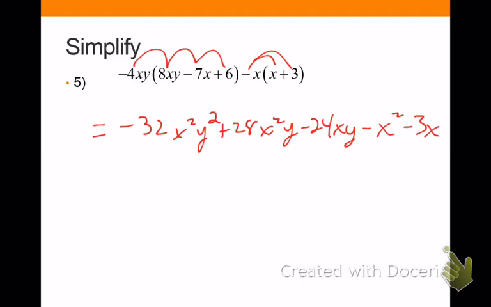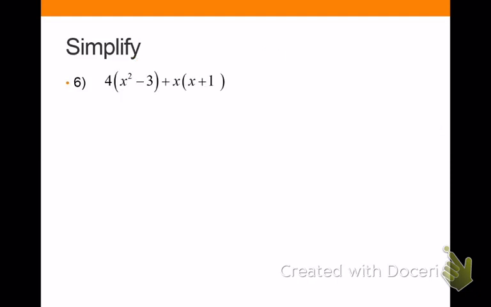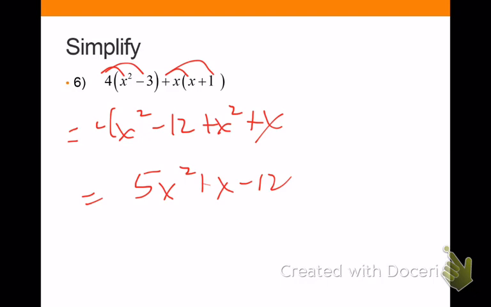Okay? All right. Another one for you to give a shot here. Try this guy. Remember to combine your like terms, and then see if you get it right. And did you get this? So when you distribute the 4, you get 4x squared minus 12. Distribute the positive x, and you get x squared plus x. So you can combine these guys because they're like terms, 5x squared. Then you're going to bring the x in first, and then the minus 12 so that you're in standard form.